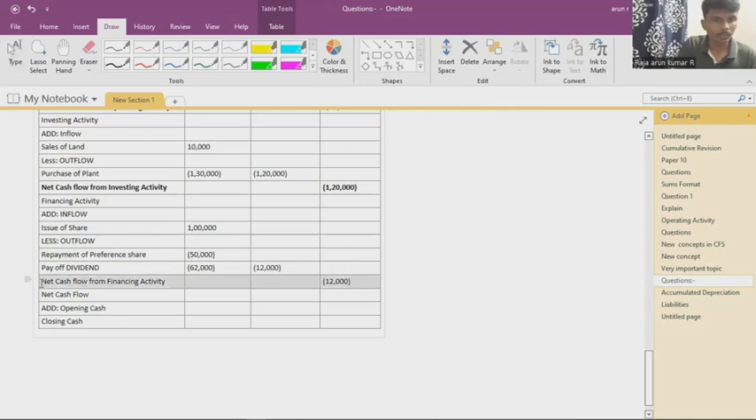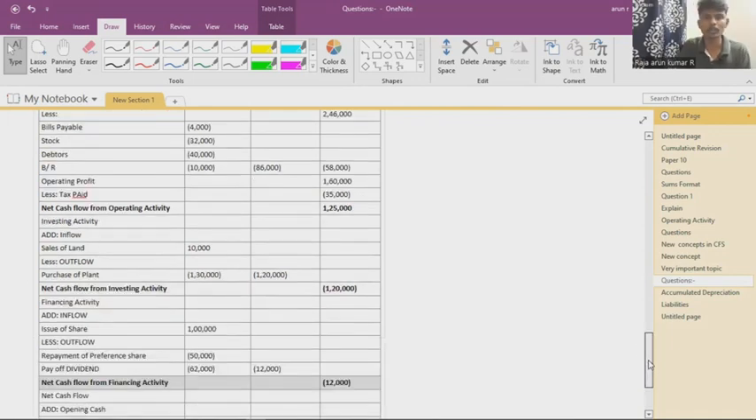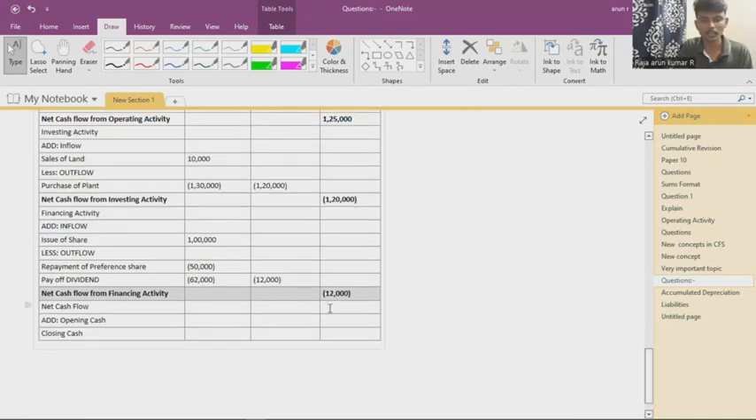Okay, I think so, we complete the sum. Then add this minus 12,000, minus 1,20,000 and 1,25,000. We add these three things. We get the net cash flow from activity, rupees minus 7,000. Then add with the opening balance of 25,000. We get closing balance of rupees 18,000.